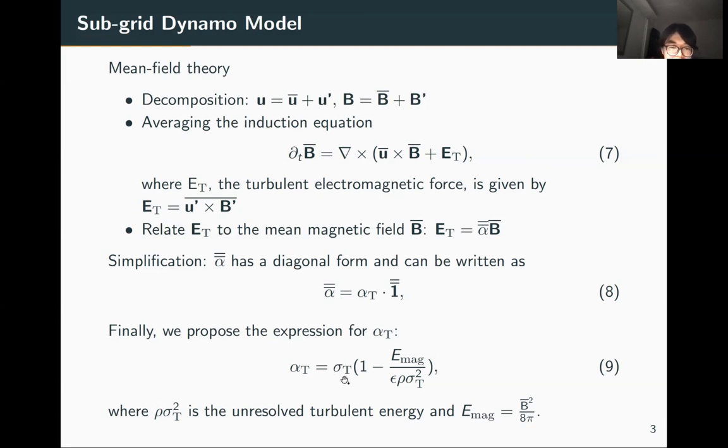Here in equation 9, the sigma_t is the turbulent velocity dispersion, and the rho sigma_t squared is the unresolved turbulent energy given by the subgrid turbulence model in the Ramses code.